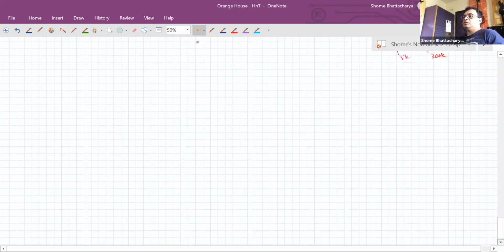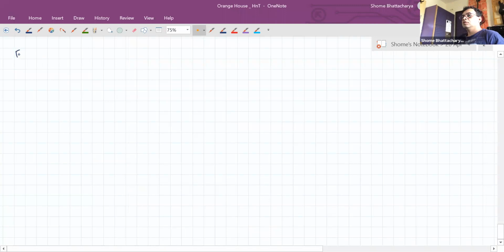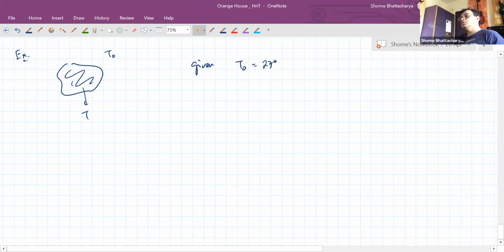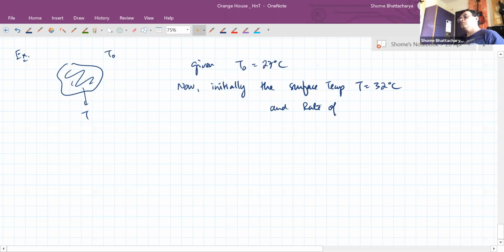Okay, so let us look at an example. You have this body at a surface temperature T. Given that the surrounding temperature is 27 degrees C, initially the surface temperature is equal to 32 degrees C, and the rate of cooling is 0.2 Kelvin per minute.